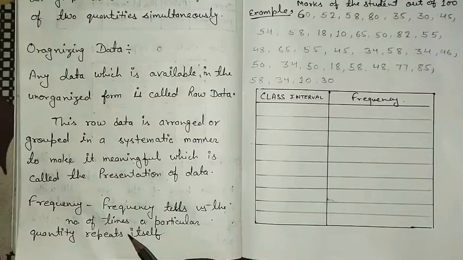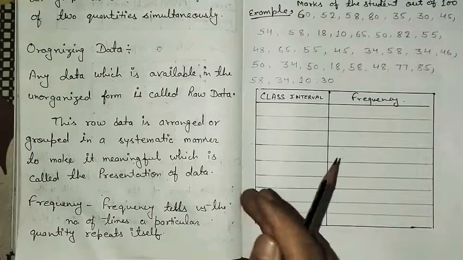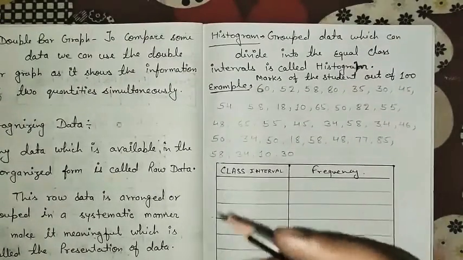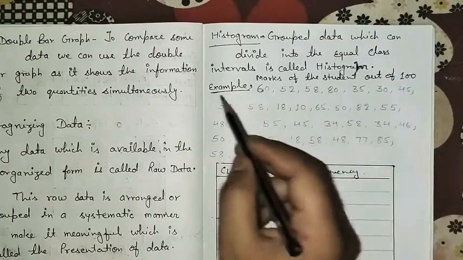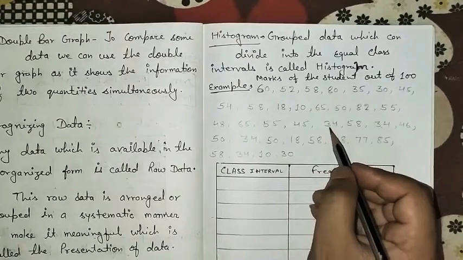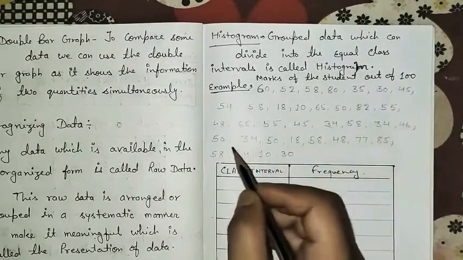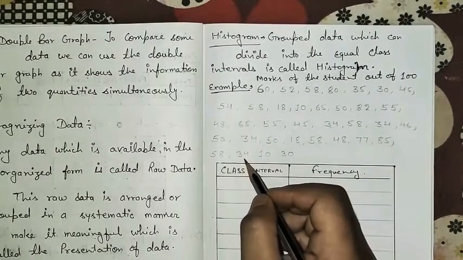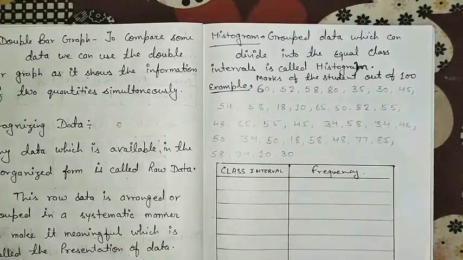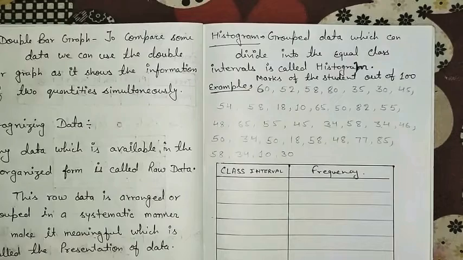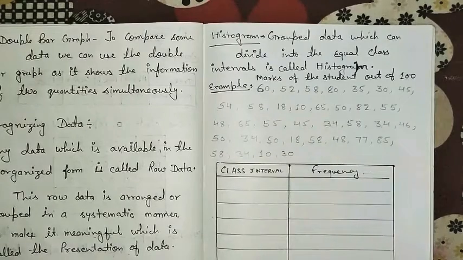Next is frequency. Frequency tells us the number of times a particular quantity repeats itself. Suppose I take one example: how many times does 34 appear in the given data? First, second, third and 4th. So 34 appears 4 times. So this is called frequency.